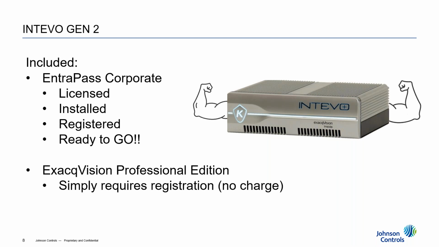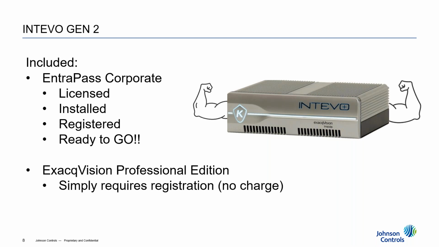You do get Exact Vision Professional. You do have to register that one. That one's a free registration. You simply have to register it to make it a professional version. Once you make it professional, you can take advantage of all the features. Again, the box comes ready with all this.